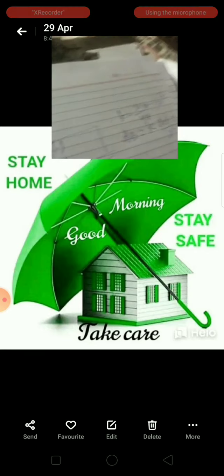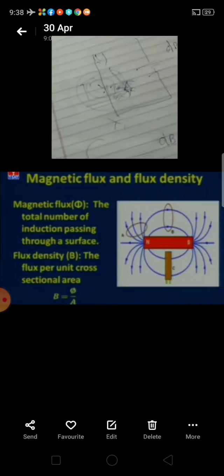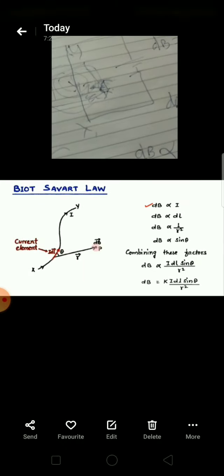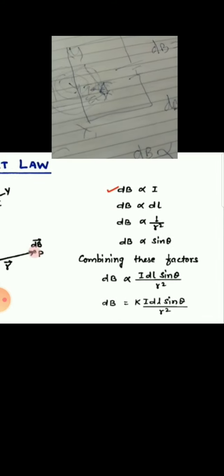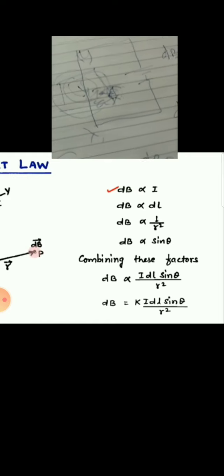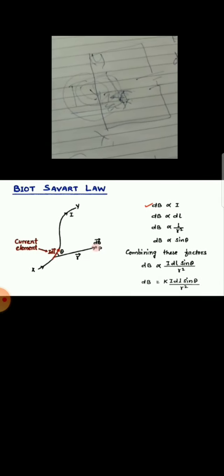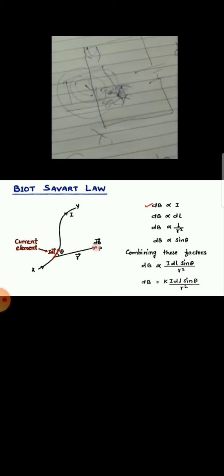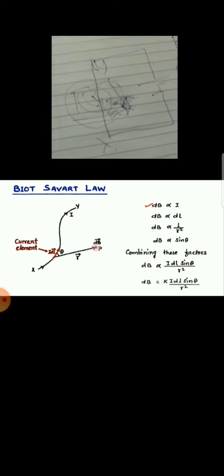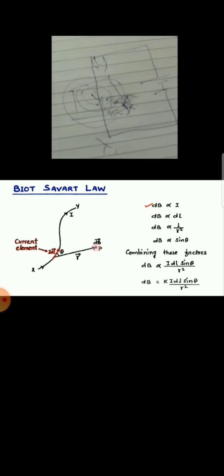If you are not seeing it clearly, we can look at this one and understand. Have you seen this equation, the Biot-Savart law? dB equals k I dl sine theta over r squared. Finally, this is the Biot-Savart law. Biot-Savart is a scientist's name. According to him, the magnitude of the magnetic field depends upon these factors. These are the basic things, and this comes in the first part of your syllabus.